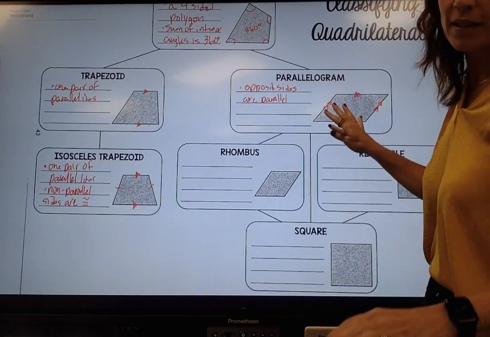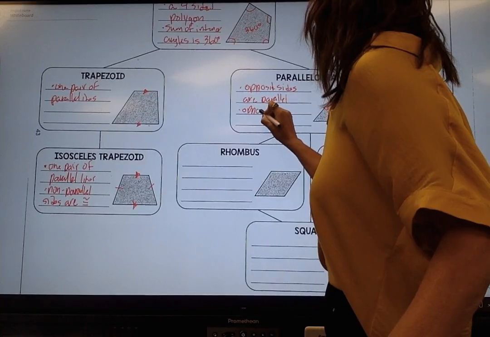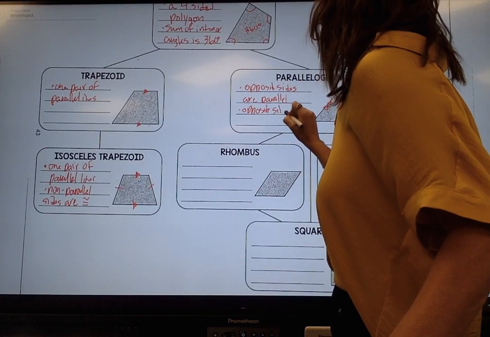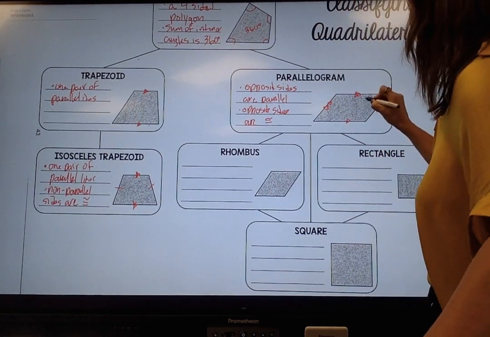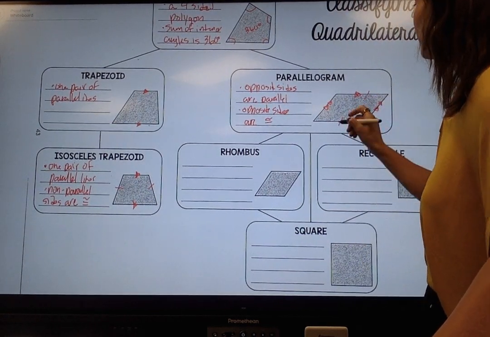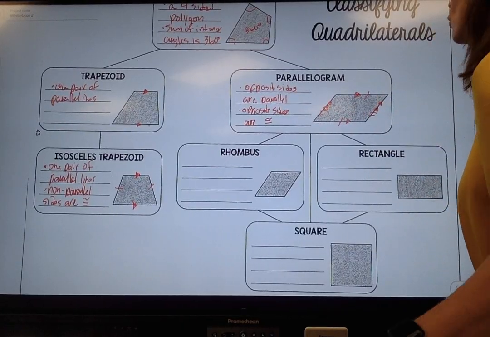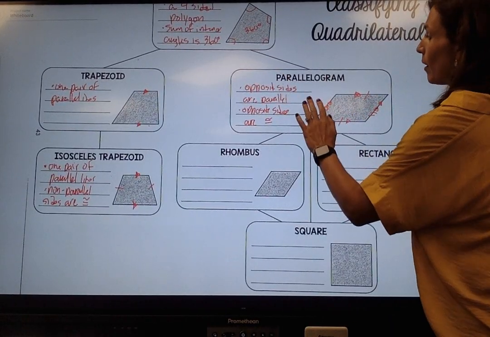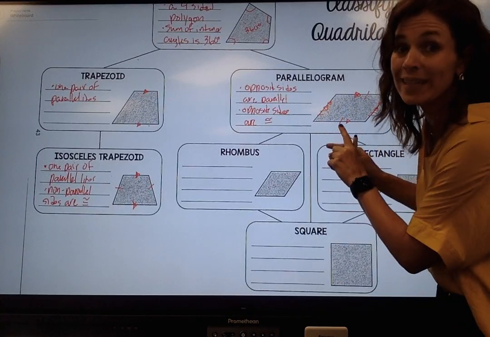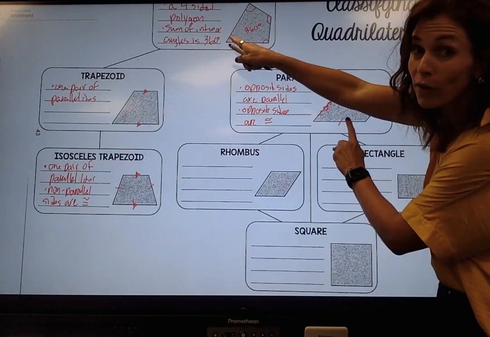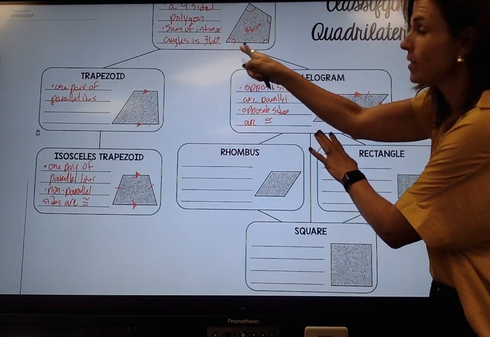So opposite sides are parallel, and opposite sides are congruent. So remember the congruent marks. These guys have one tick mark, these guys have two tick marks. So when you draw a picture, remember, a parallelogram: opposite sides are parallel, opposite sides are also congruent, and it's still a quadrilateral, and the sum of interior angles is still 360 degrees.